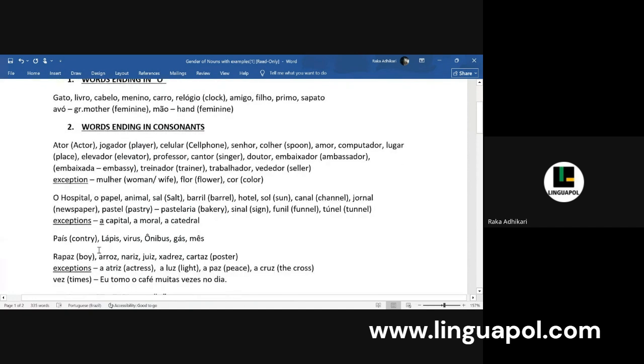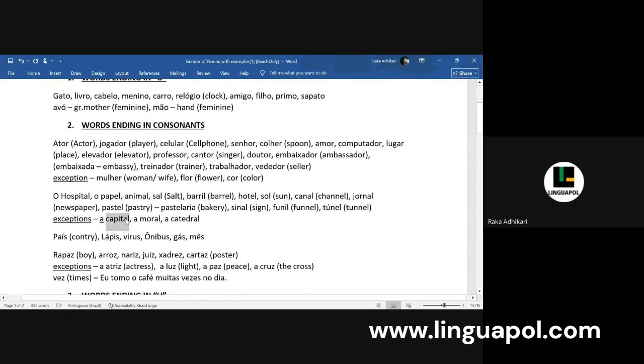Again, we have exceptions in this. Exceptions are capital. Capital is capital. A capital. For example, a capital da Índia é Delhi. So capital is masculine, is feminine. Yes, padaria is also a bakery, Ashish. That's correct.